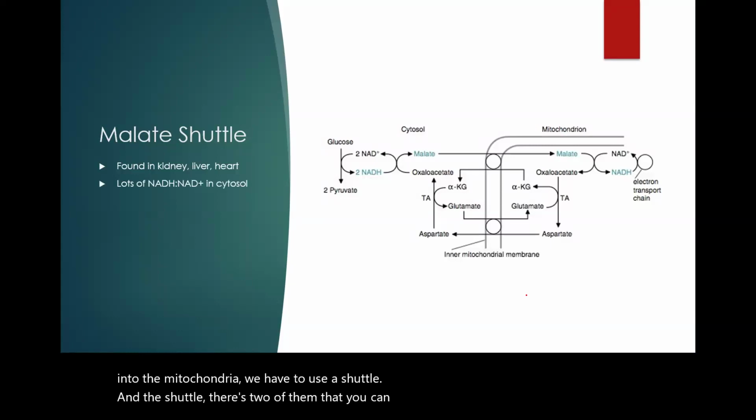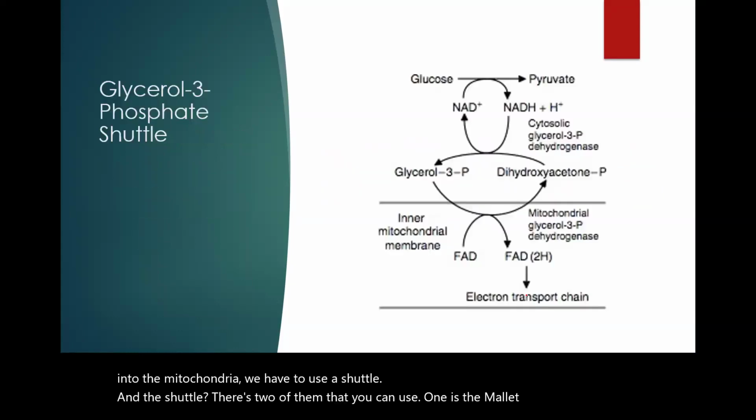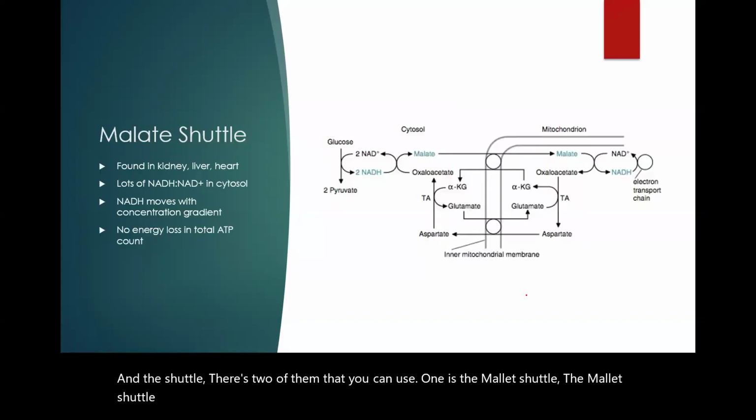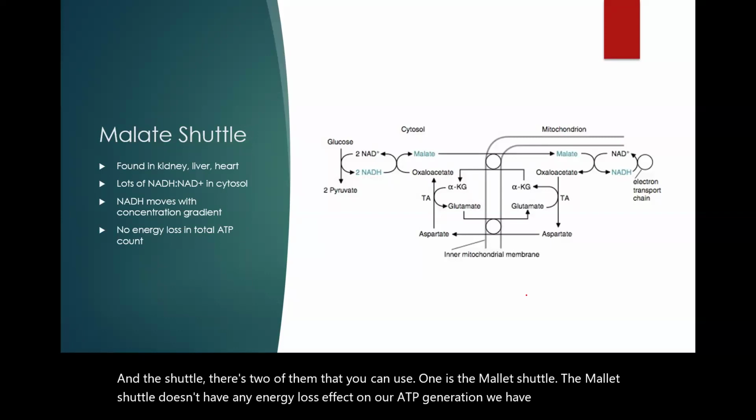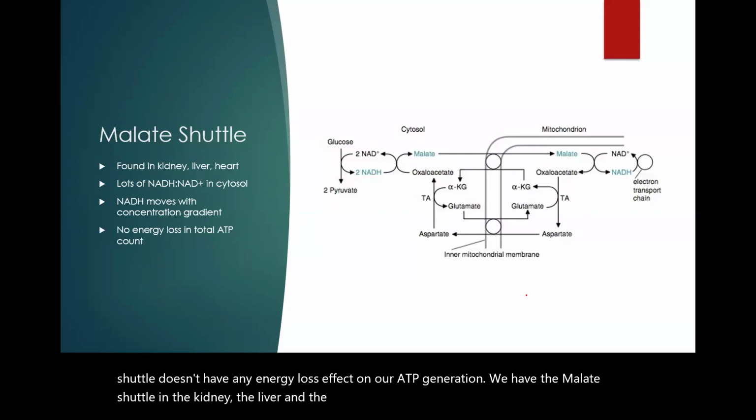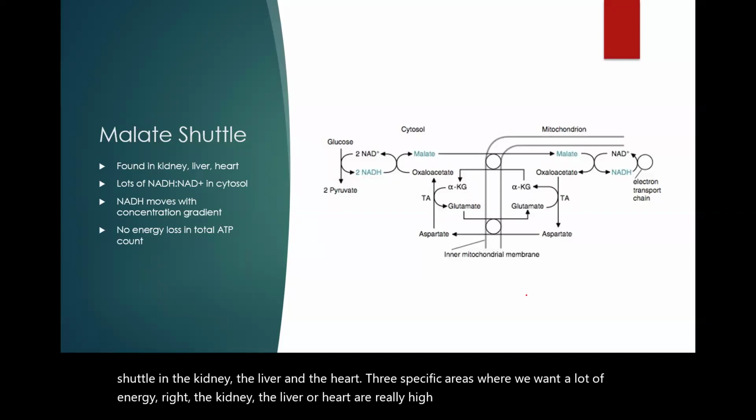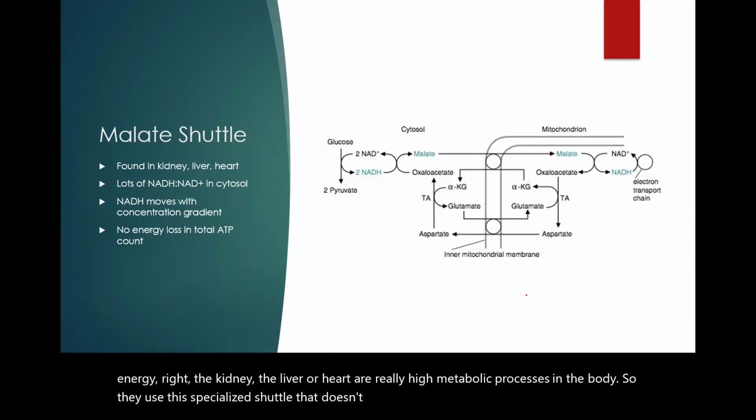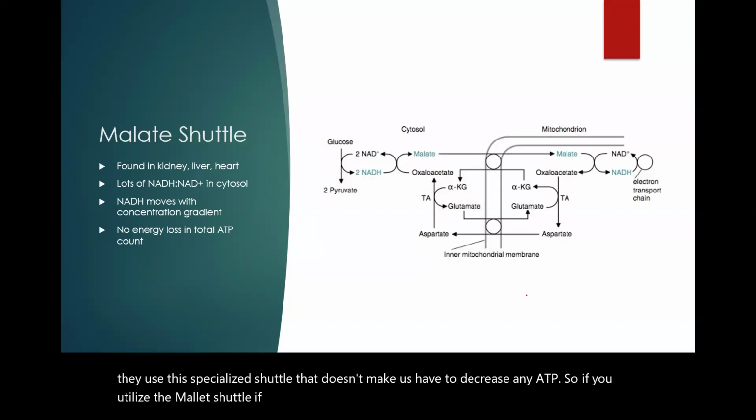One is the malate shuttle. The malate shuttle doesn't have any energy loss effect on our ATP generation. We have the malate shuttle in the kidney, the liver, and the heart, 3 specific areas where we want a lot of energy, right? The kidney, the liver, and the heart are really high metabolic processes in the body. So they use this specialized shuttle that doesn't make us have to decrease any ATP. So if you utilize the malate shuttle, if you're in the kidney, liver, or heart, you would truly indeed create 38 ATP for 1 molecule of glucose using NPLEX rules.